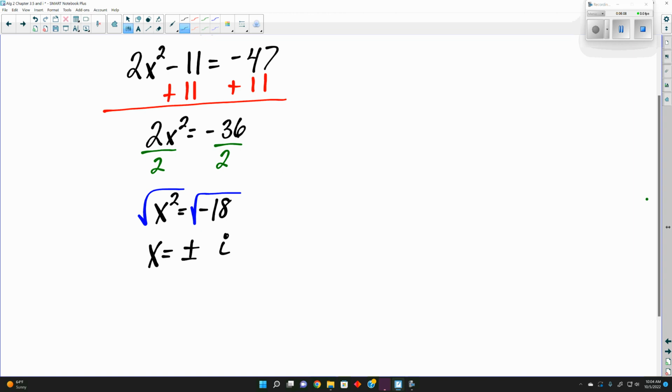So we will have the i. Now the square root of 18, is 18 a perfect square? 3 square root of 2. So we have plus or minus 3i square root of 2.